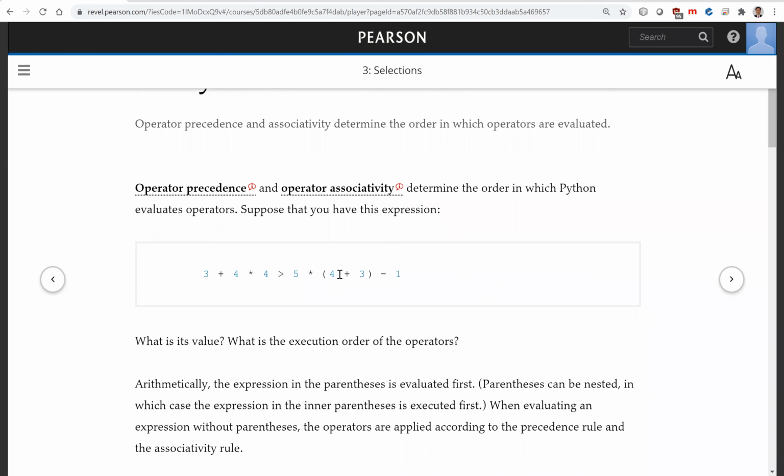The expression inside the parentheses is evaluated first, and then the multiplication from left to right, and after that, the addition and subtraction, and the last operator to evaluate is the greater than.